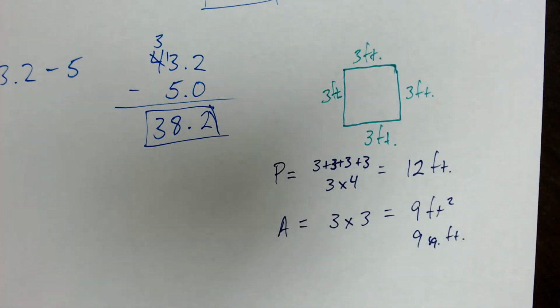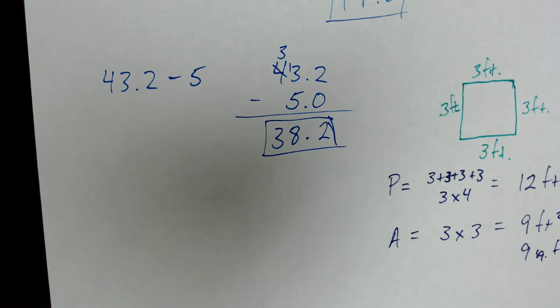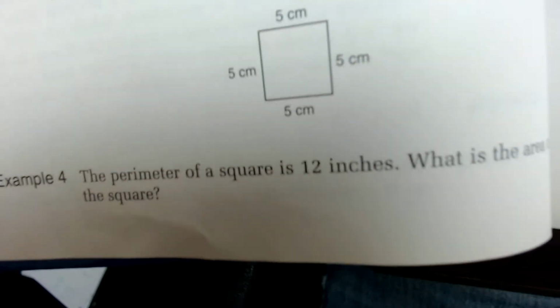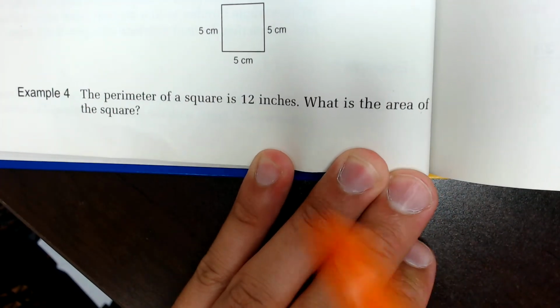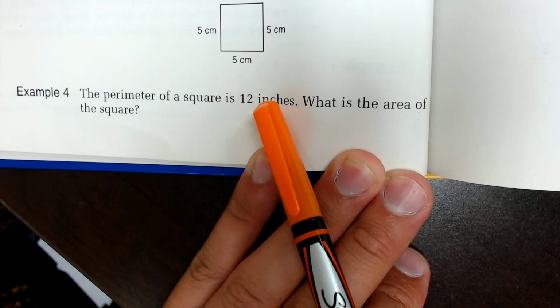Okay. Now, the reason why I go over this again, some of you are thinking like, Mr. Claiborne, we already know this, you taught us this, is because we're going to start getting two-step problems with squares. One, for example, right at the bottom of the page. They tell us that the perimeter of a square is 12 inches. What's the area?